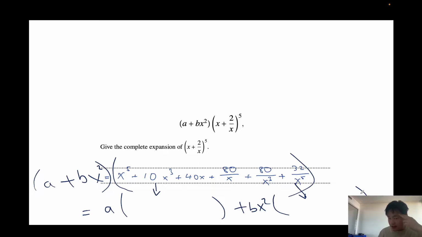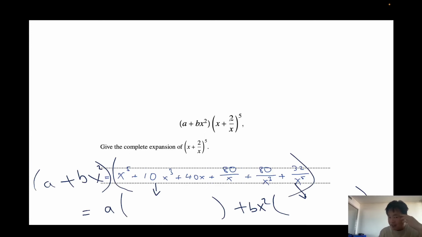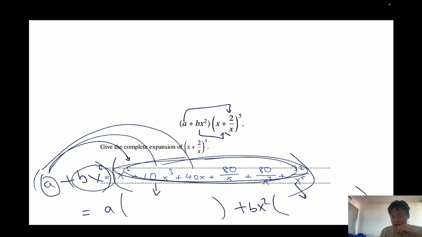This is very important. In order to do this question, if you are confused, you need to have this relationship very clear in mind. You need to spot that a plus bx squared times this is just the same thing as a multiplied by this whole thing, plus bx squared times this whole thing. Are you following this? And if you were to do a multiplied by this entire thing, since you know x plus 2 over x to the power of 5 is this expression over here, doesn't that just mean a is multiplied by this? Every single individual term inside this is multiplied by a. Every single term inside of this is multiplied by bx squared.